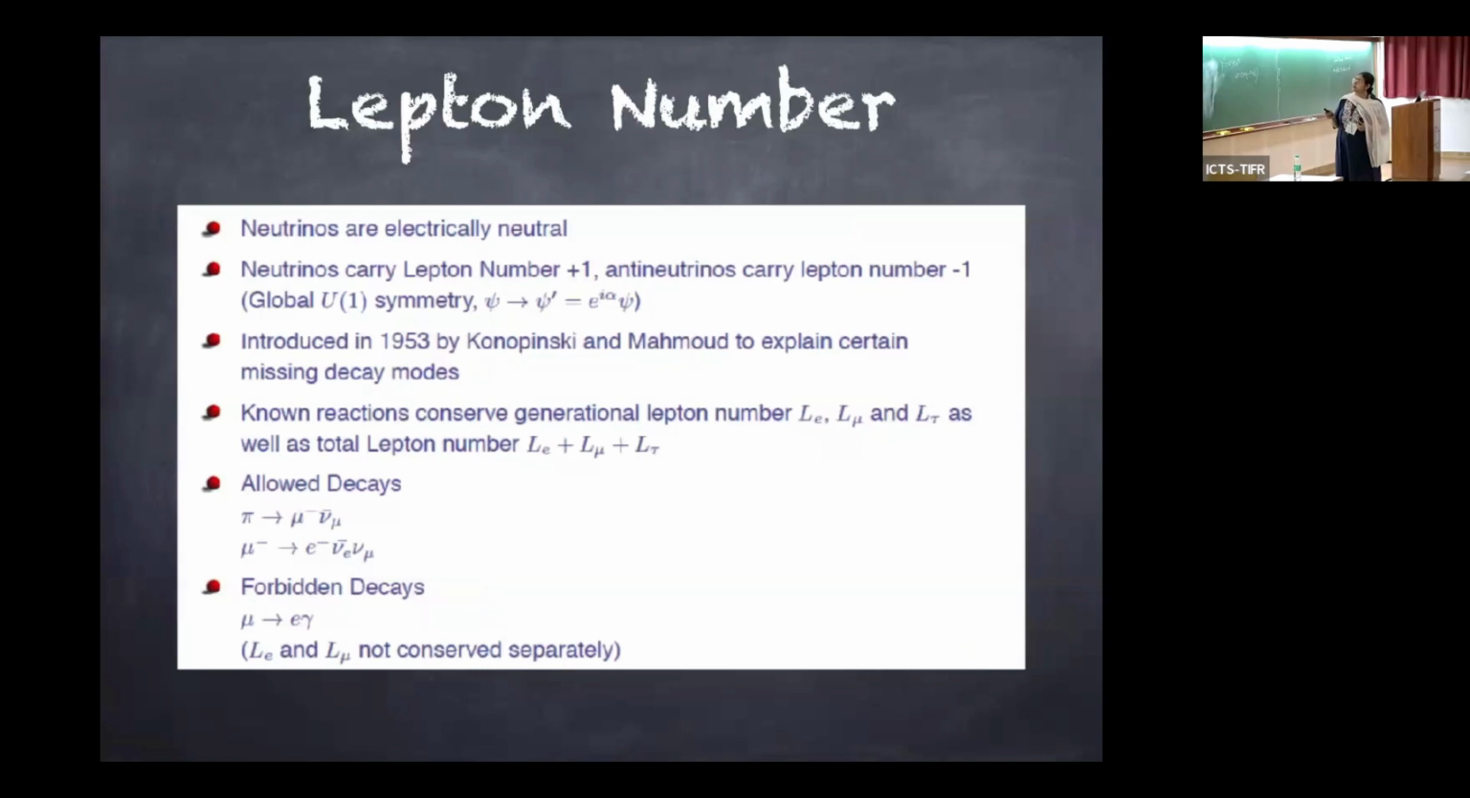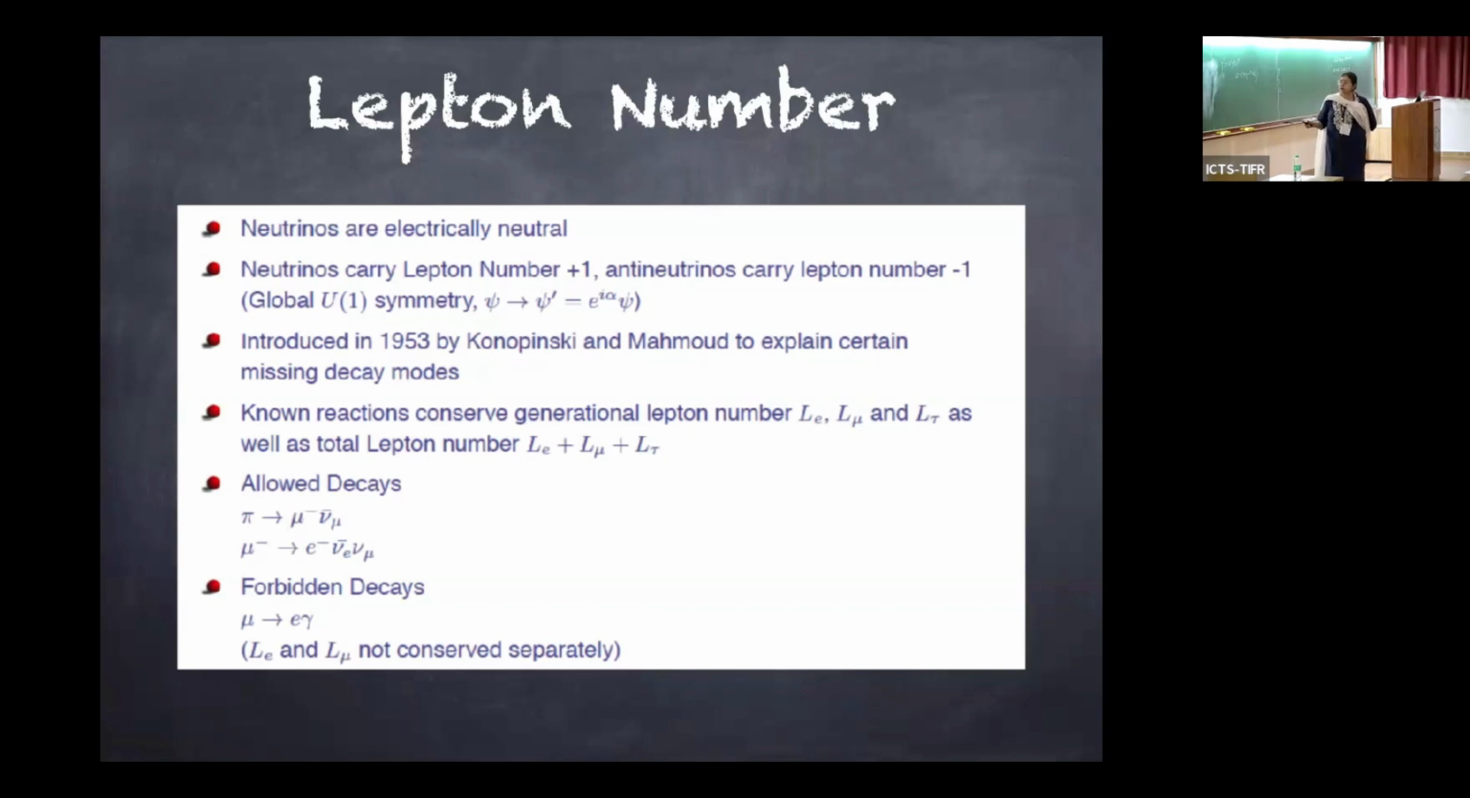Now let us see about the lepton number. Neutrinos are electrically neutral, but they carry lepton number +1, and antineutrinos carry lepton number -1. And what is lepton number? Lepton number is a global U1 symmetry, so that psi goes to e to the I alpha psi. That is the lepton number. It was introduced in 1953 to explain certain missing decay modes.